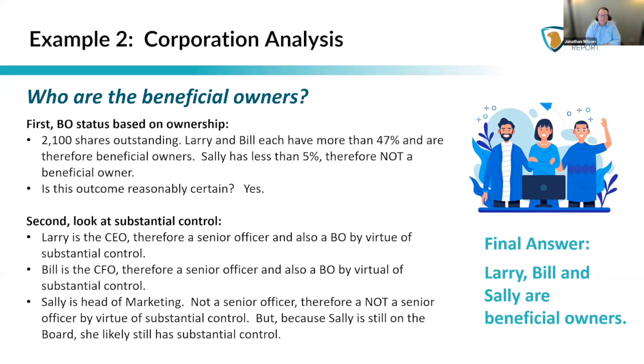On the basis of substantial control, Larry and Bill are by virtue of their senior officer titles, but Sally is not. So if that's all there were, it would just be Larry and Bill and not Sally. But because of the rule that we apply to board members having substantial influence on major decisions, I would still include Sally because she's on the board of directors. So in my view, the answer doesn't change. You still have Larry, Bill, and Sally as your beneficial owners.